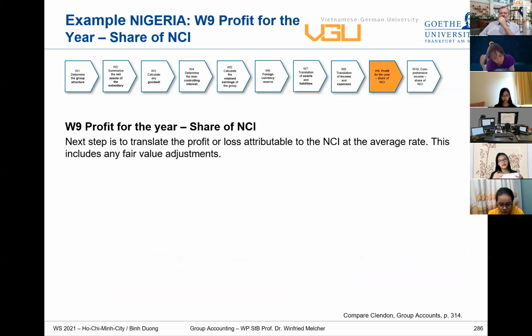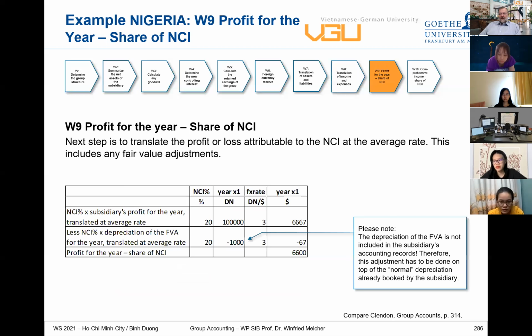And then we have the profit for the year, which we have to share to the NCIs. We have that 100,000 minus 1,000 equals 99,000. And the fair share for the NCI is 6,667. So that's their profit share, but they also have to share the additional depreciation, which is 67. So in total, the profit for the year will be 6,600.